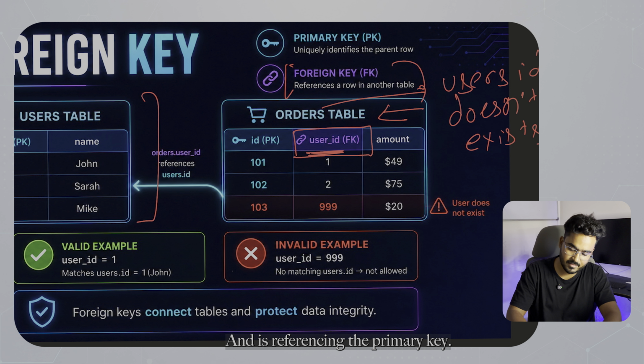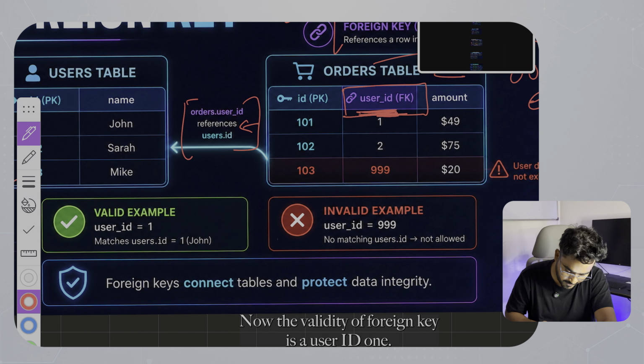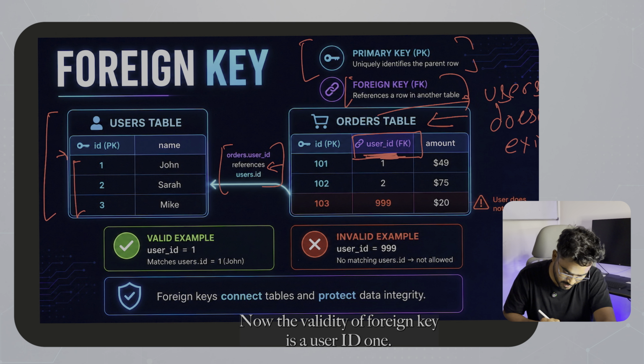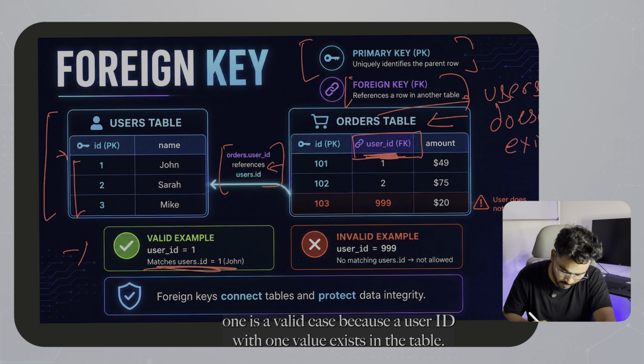Now the orders, if you see closely, you can see that the orders table is referencing the user ID here. That means it's a foreign key. Now the valid example of a foreign key is a user ID equal to 1. That means the user ID 1 is a valid case because a user ID with the value one exists in the table.